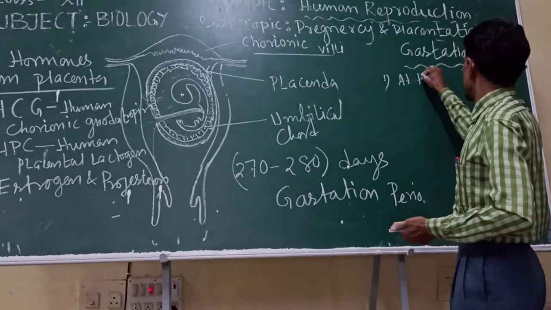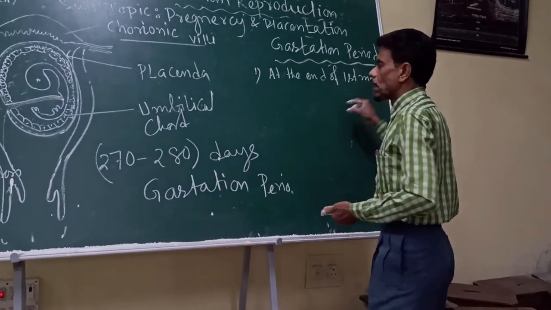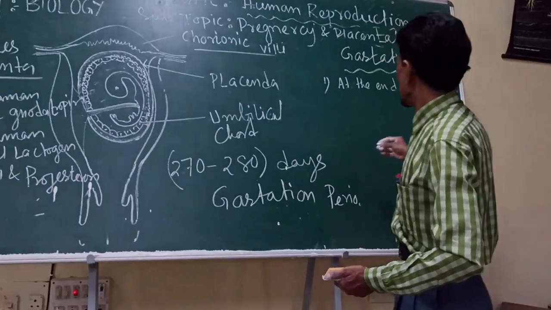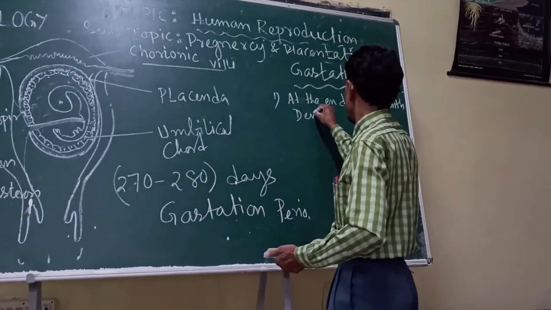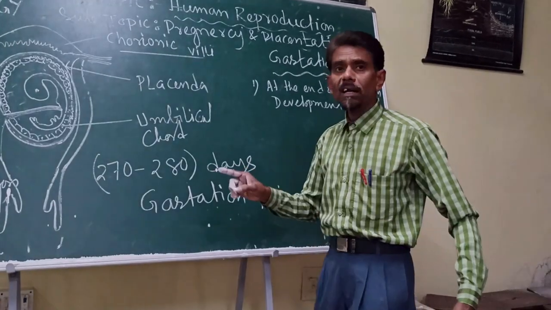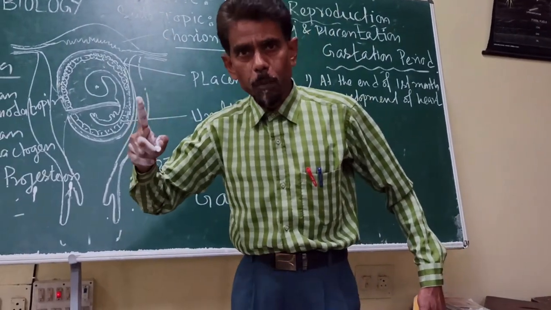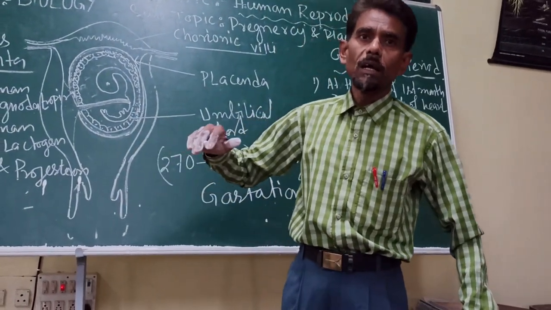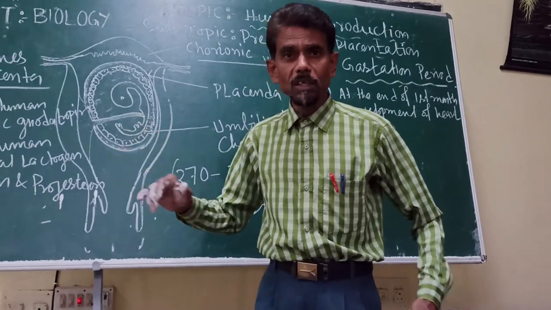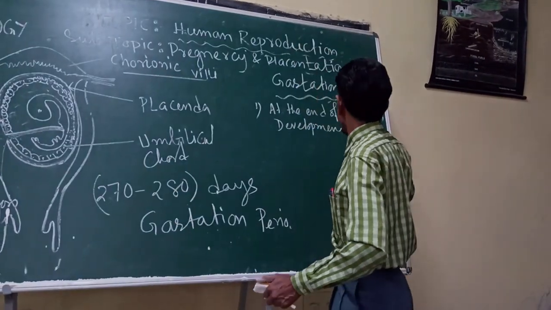At the end of the first month, the first organ developed within the growing embryo or immature fetus is the heart. By hearing the heartbeat with the help of a stethoscope, an expert doctor can easily understand the condition of the growing embryo. At the end of 1 month, the beating of the heart is very clearly heard. That is the first organ developed within the embryo.